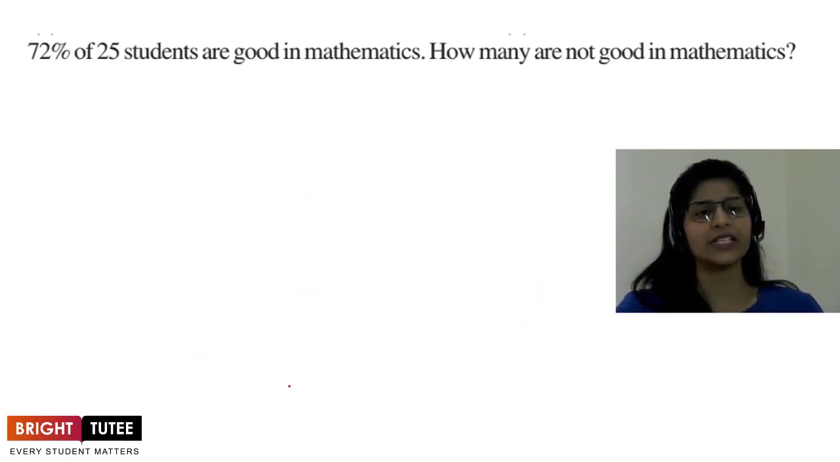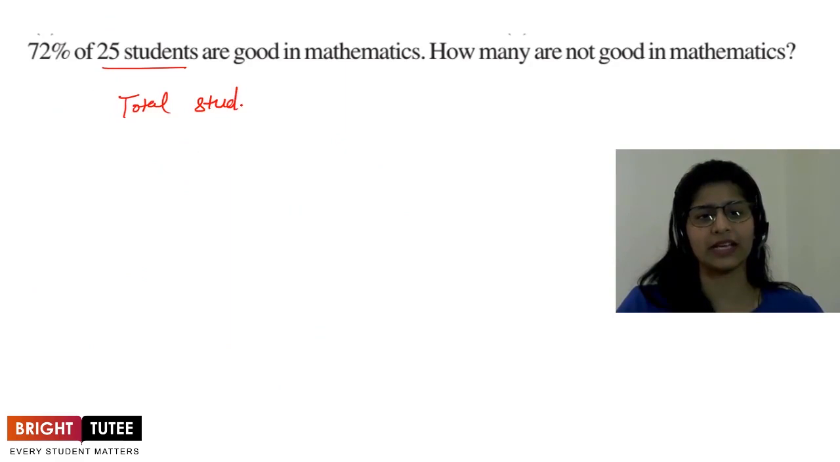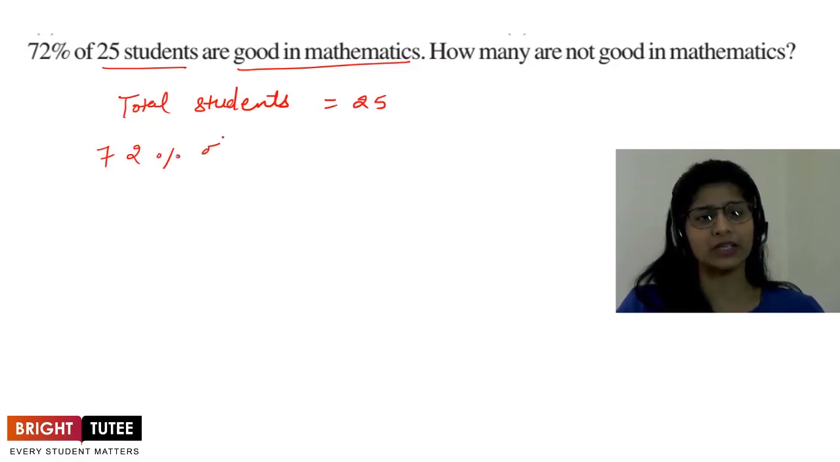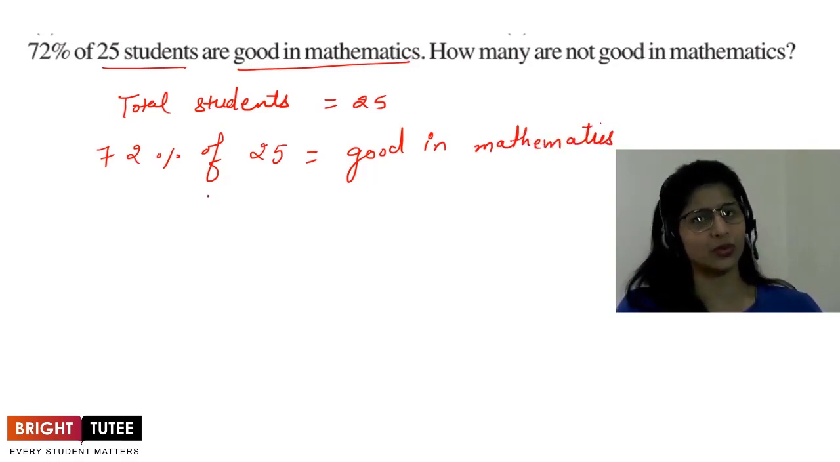They are asking 72% of students, of how many students? 25. So there are 25 total students. So we will write total students is 25. Are good in mathematics. How many are not good in mathematics, right? So we know total number of students. Can we calculate the number of students who are good in mathematics? Yes, we know 72% of students, that means total students, that is 25, are good in mathematics. Right? So 72% of 25 we have to calculate.